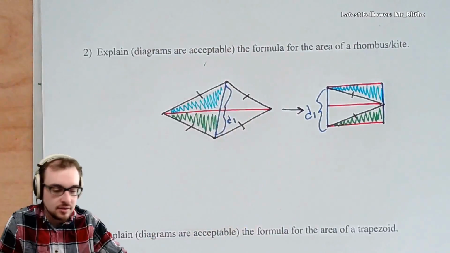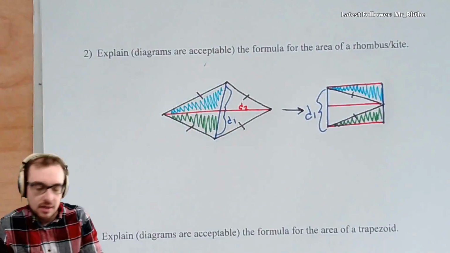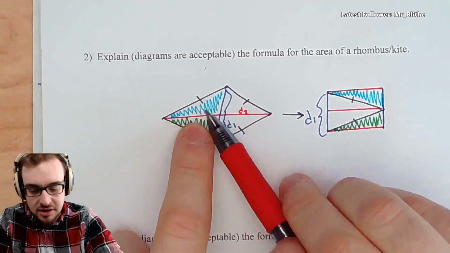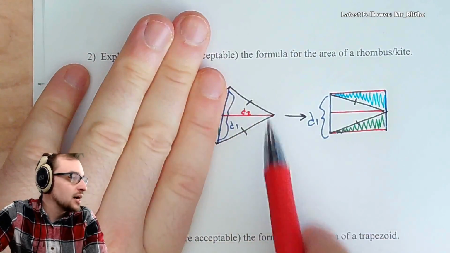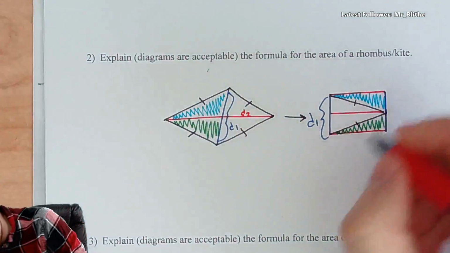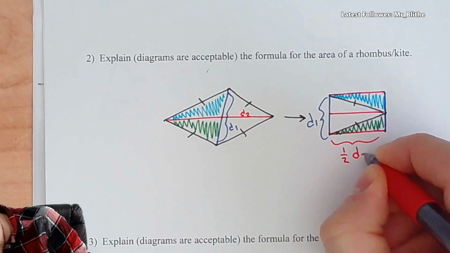But the red, diagonal 2, let's just call that D2, this guy did get cut in half, right? Because these triangles moved over, so they deleted this red part here and then moved the red part to the top. So our red part got cut in half. So what this length is, is half of D2.